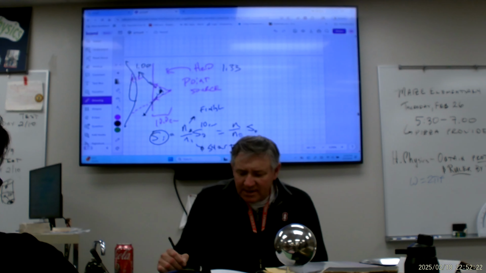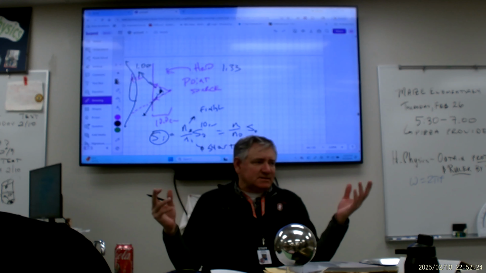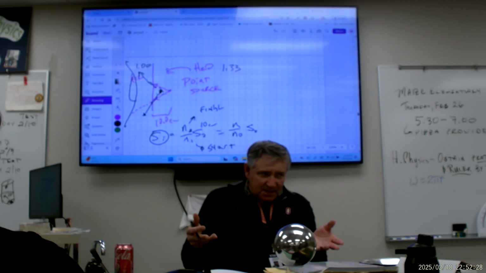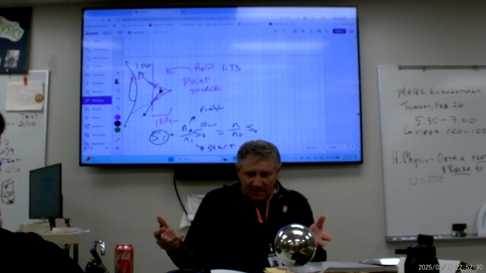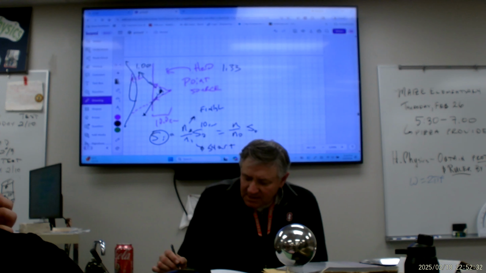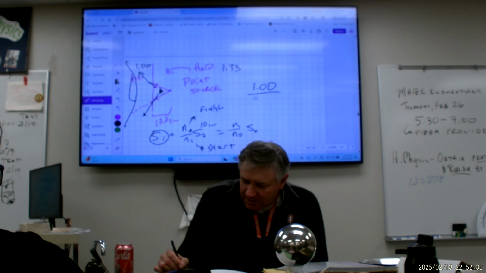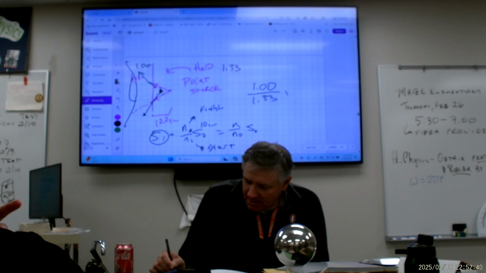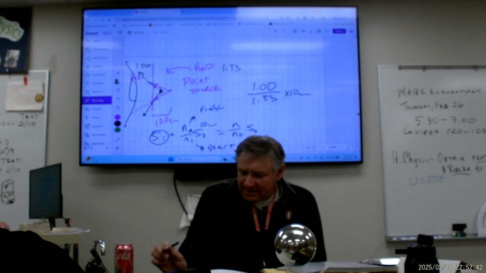So if you go N1 over N2 or N2 over N1, it's the same thing. It's however you want to put it. I'll have this equation for you on the test. Don't memorize it. You just have to know how to use it. So in this situation, it finishes with an index of refraction of 1. It starts at 1.33, and then I'm going to multiply that by 10 centimeters.